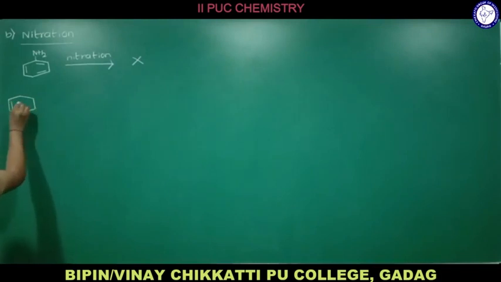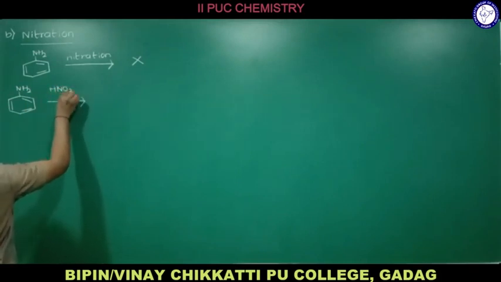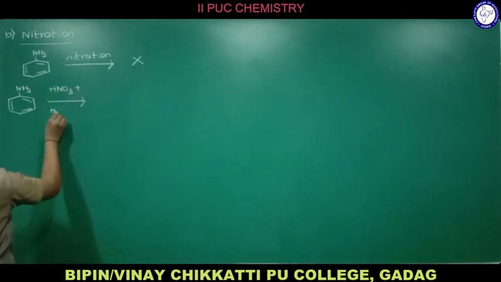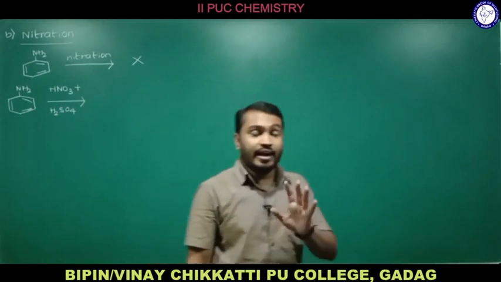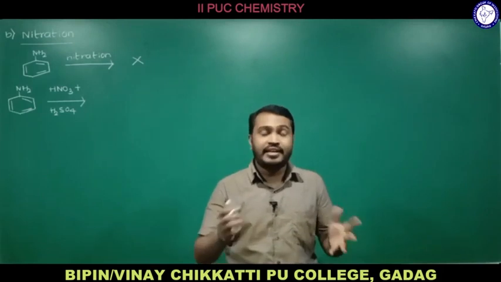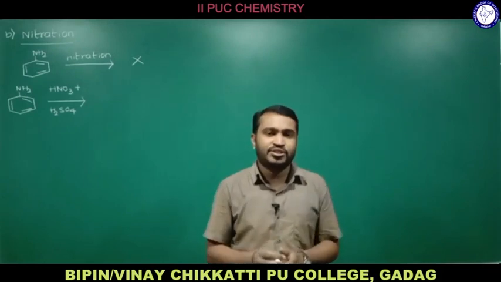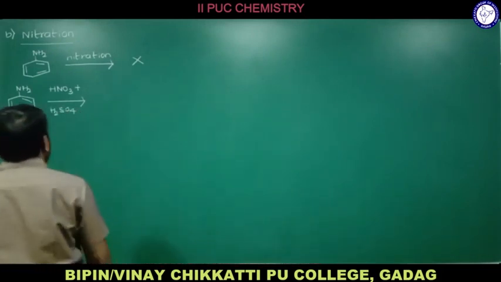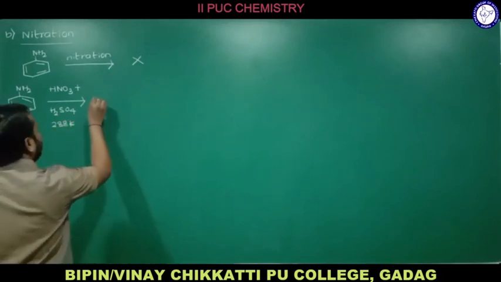So I consider aniline over here, and when aniline NH2 reacts with the nitrating mixture, which is nothing but the mixture of concentrated HNO3 and concentrated H2SO4. Remember that the word I used is nitrating mixture. Nitrating mixture is nothing but the mixture of concentrated nitric acid and concentrated sulfuric acid. That is the main reagent for nitration to be carried out, and this reaction has to be carried out around 288 Kelvin temperature.